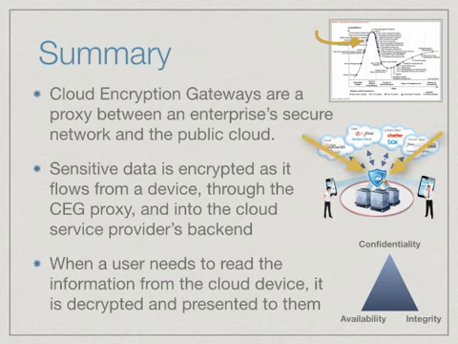Let's first recall that a cloud encryption gateway is a proxy between an enterprise's secure network and the public cloud. Sensitive data is encrypted as it flows from a device through the CEG proxy and into the cloud service provider's backend. Sensitive information is not stored in the cloud service provider's backend without being first encrypted. When a user needs to read the information from the cloud device, it is decrypted and presented to them on their computer screen just as it would be if it were not encrypted, providing a seamless experience for authorized users while also a secure experience for the enterprise at large.